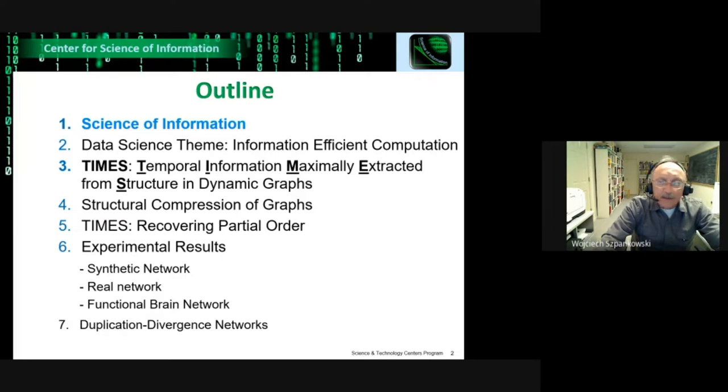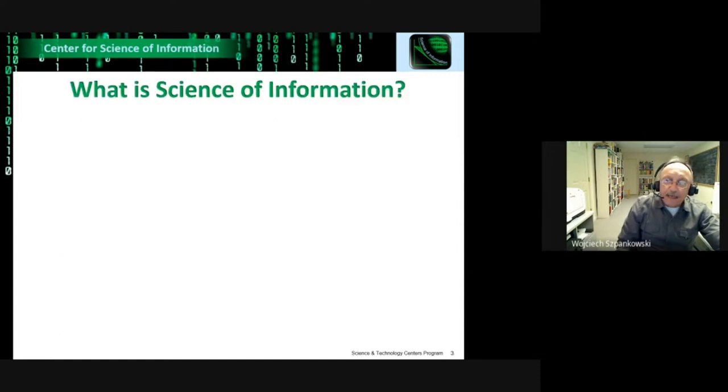One will be how we can infer, let's say, the evolution of the brain from the connection of different functional parts of the brain. And then how much information we need to actually compress structural information in the brain. So this is the plan.